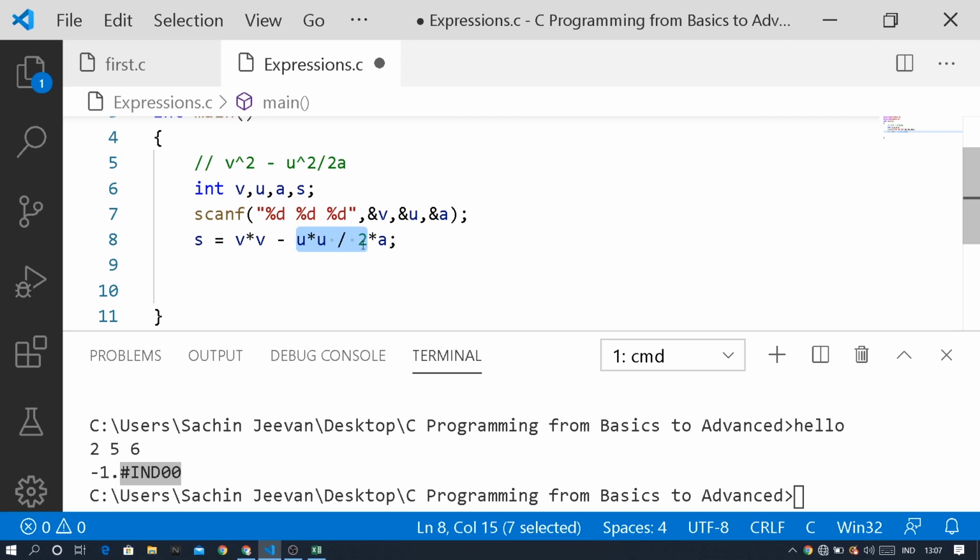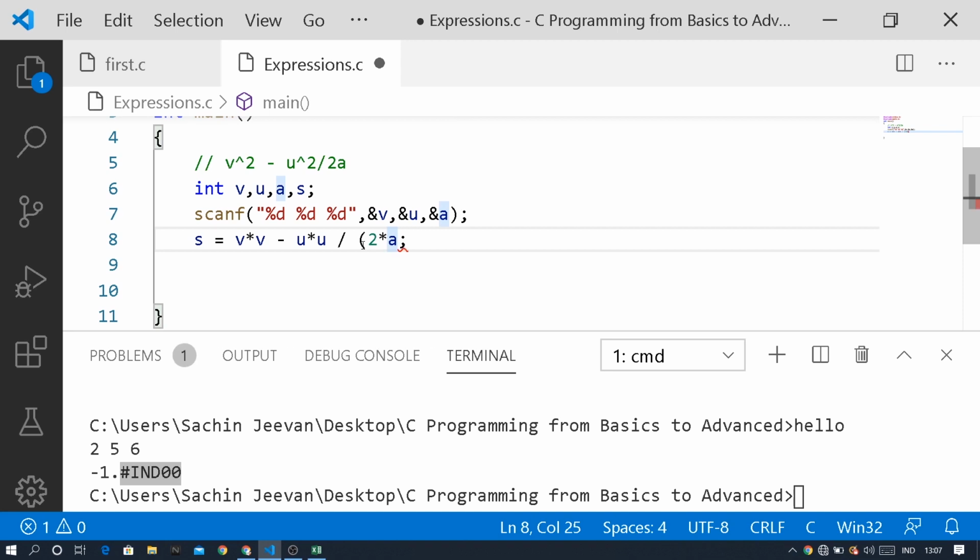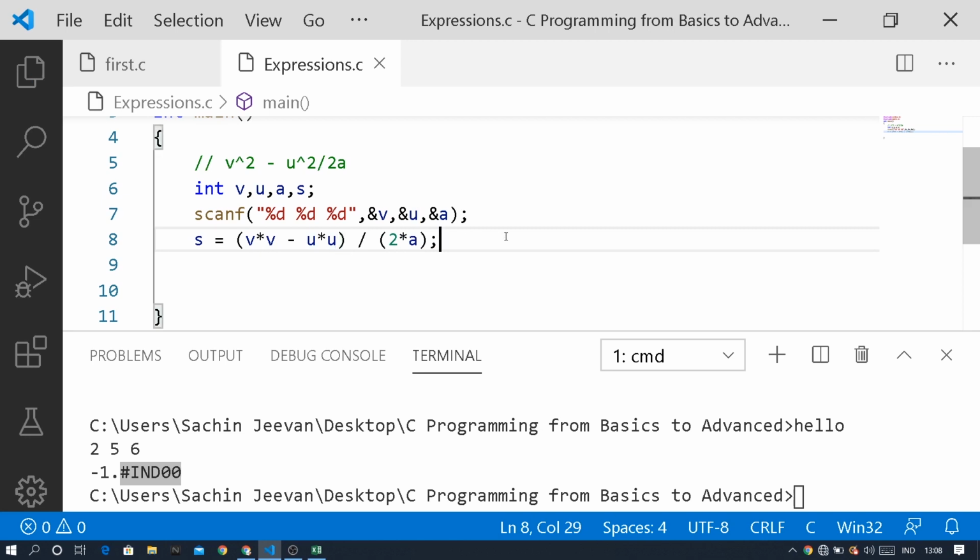So what I have to do first is 2 multiplied by a has to occur first, the same problem we saw in finding the root of the quadratic in the previous one. So 2 into a I enclose with a bracket, and since this 2a is common to both v square and u square, I enclose v square minus u square in a bracket too, because 2a is the denominator. This is the right format of writing this expression.